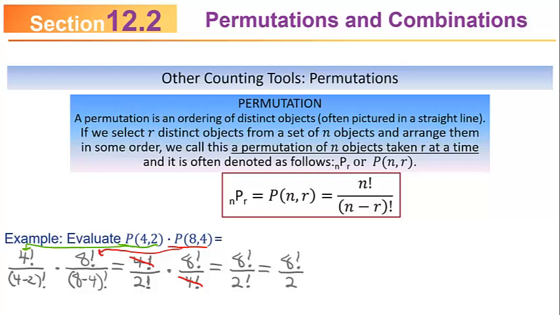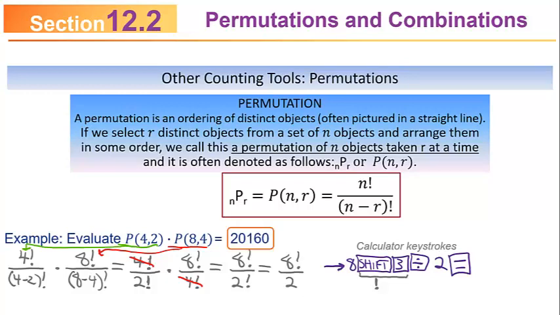And then you'll see that 2 factorial, simply 2 times 1, is 2. So you end up with 8 factorial over 2 factorial. Of course, 8 factorial is 8 times 7 times 6 times 5 times 4 times 3 times 2 times 1. But we do have that shift 3, which gives you the factorial. So the simplest way to do it would be to take 8, type it into your calculator, do shift 3 to get the factorial of it, and then divide it by 2 and hit equal. And you'll end up with 20,160.